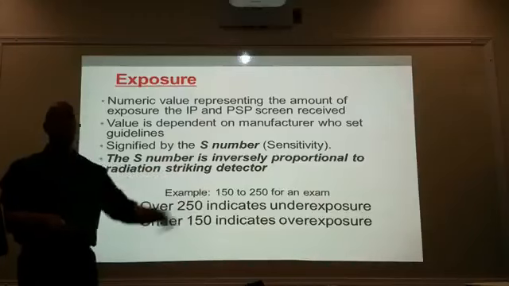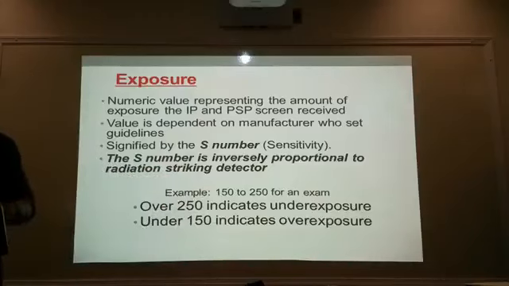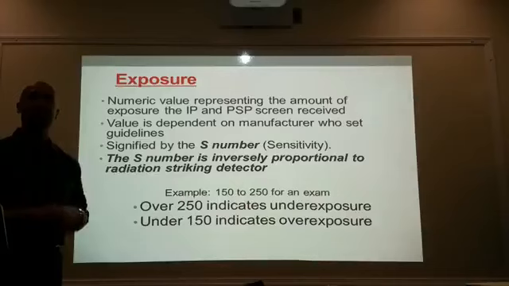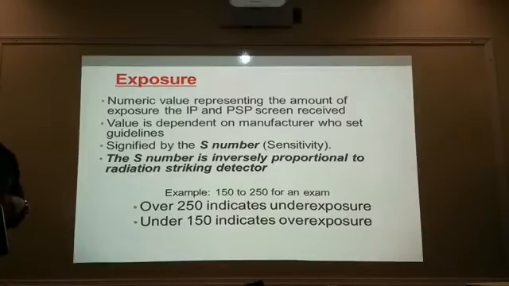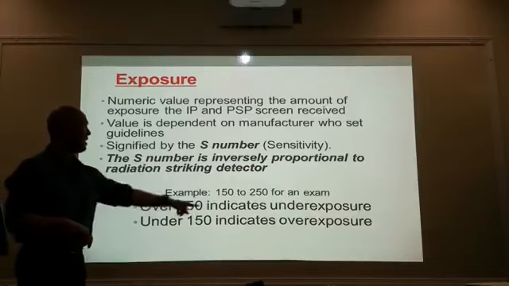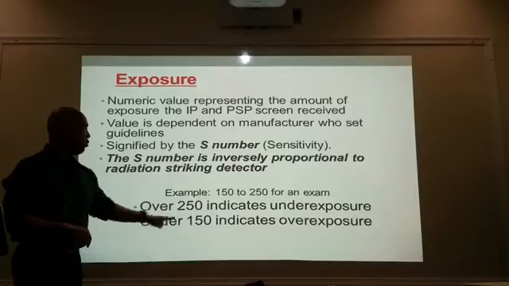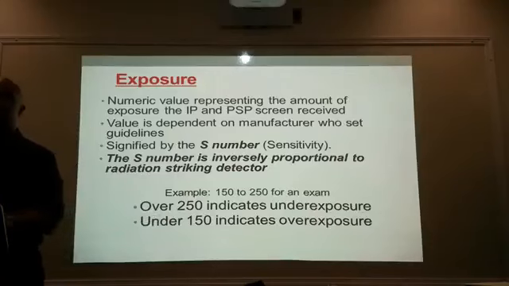Now what it says here is that your S number is inversely related. So with higher numbers, that means your patient was underexposed. With lower numbers, that means your patient was overexposed. All right? So over 250 indicates underexposure. Under 150 indicates overexposure.